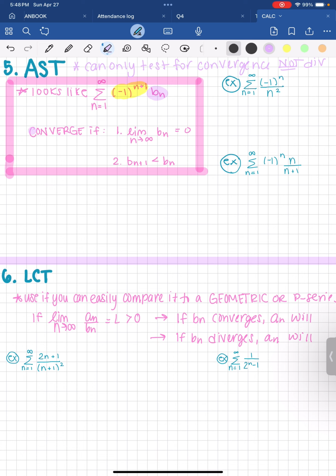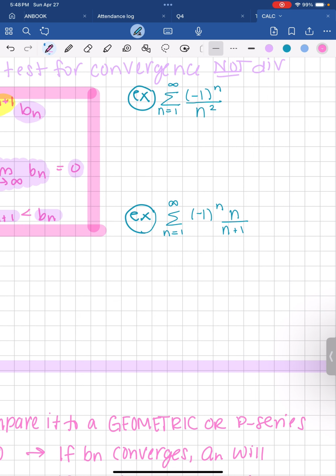And here are the conditions. We're going to converge if, and I make my kids do it in a specific order, first, I make them take the limit of B sub n as n approaches infinity and make sure it's 0. If we pass that, we can move on to the next step, which says B sub n plus 1 has to be less than B sub n, because what we're doing is we're showing that it's going to be decreasing, okay? So if you look at this first example over here, B sub n is what is attached to the alternating part. I'm going to start by identifying that B sub n is 1 over n squared.